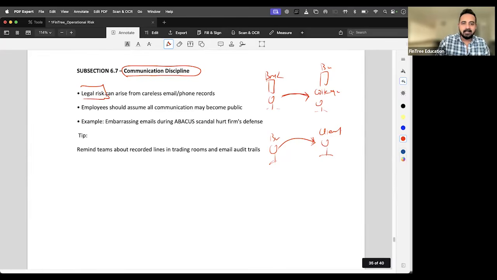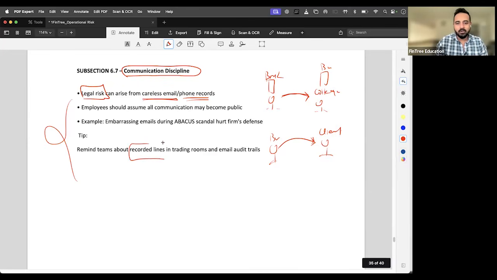Large legal risk can arise because of careless email or phone records. They've given an incident of how one trader wrote an email to his colleague or friend saying how he was fooling clients by selling them some products. So you want to be careful about all of these emails. Be aware that any email you write from your business account can be made public someday. Some theory around it.